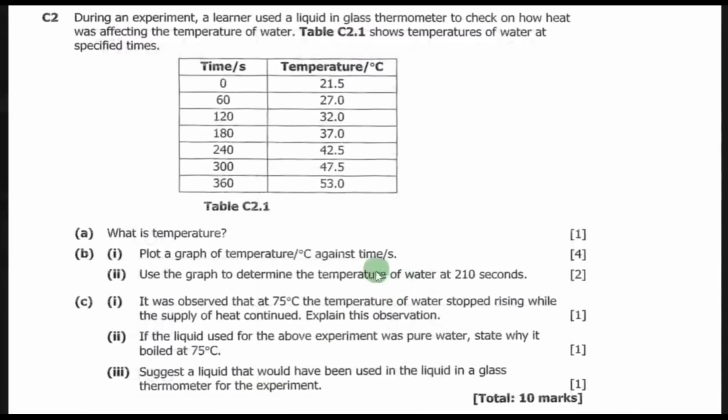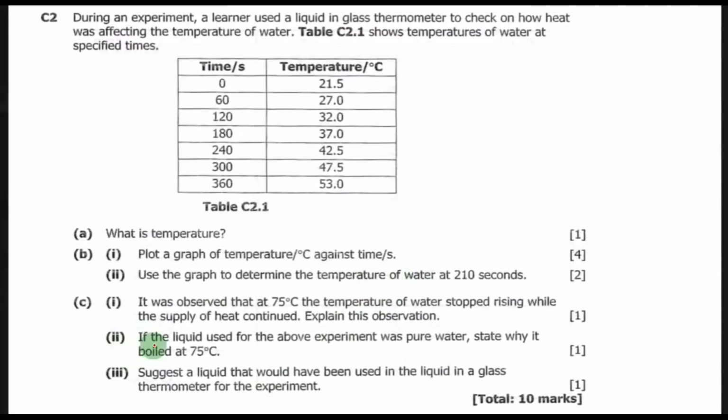Then we come to another question here, C2, which says it was observed that at 75 degrees Celsius the temperature of water stopped rising while the supply of heat continued. Explain this observation. So if the temperature is not rising while the heat is still being supplied, that means there's change of state.